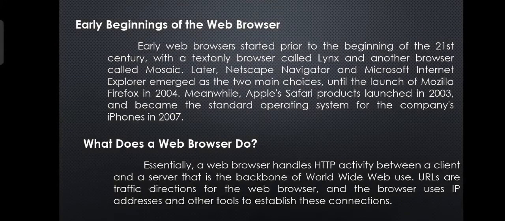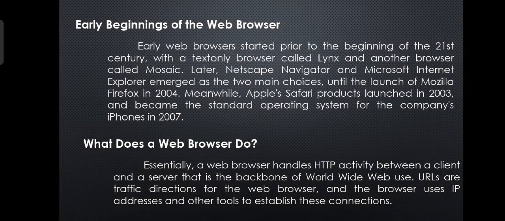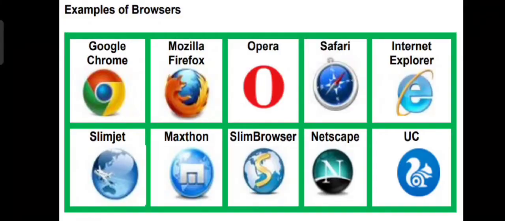What does a web browser do? Essentially, a web browser handles HTTP activity between a client and a server that is the backbone of World Wide Web use. The URLs are traffic directions for the web browsers, and the browser uses IP addresses and other tools to establish this connection. As you can see, this is an example of browsers.